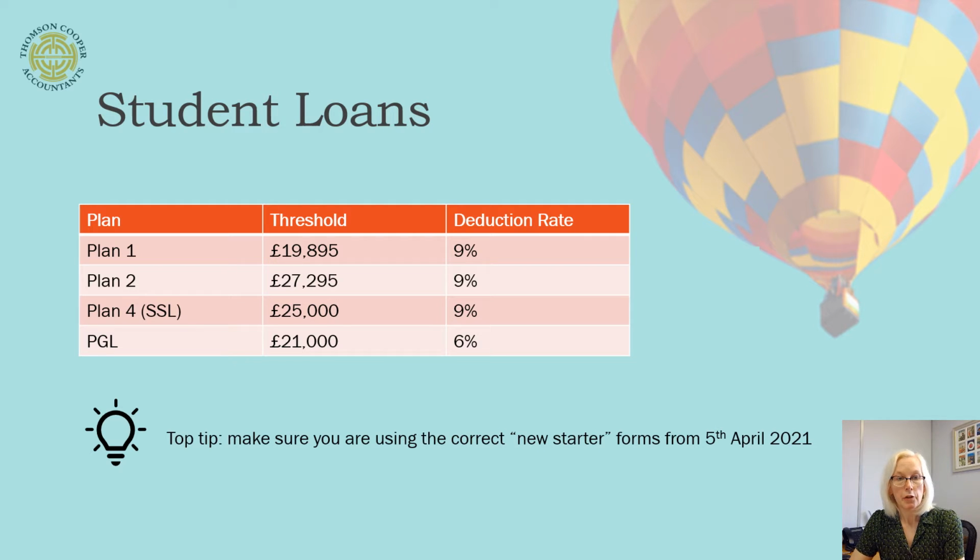As a result of the introduction of the new Student Loan Plan Type 4, there is a new starter form that employers should use from the 5th of April for all new employees, and you can download that from the HMRC website.